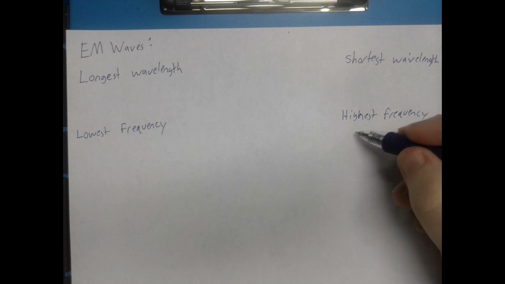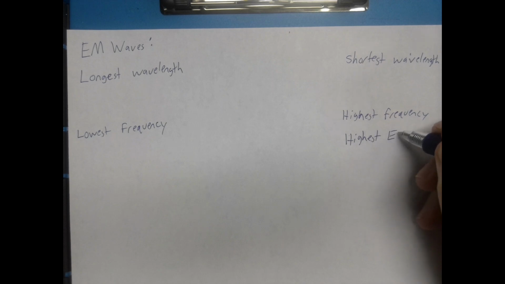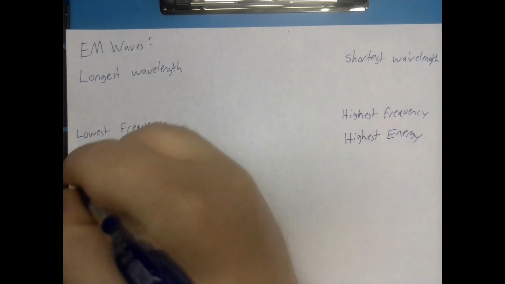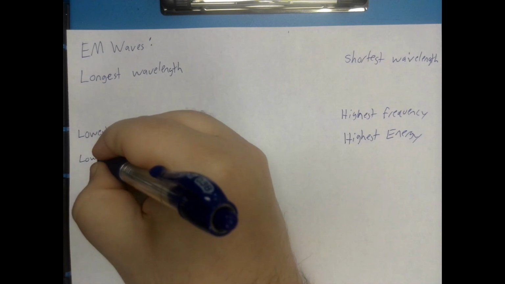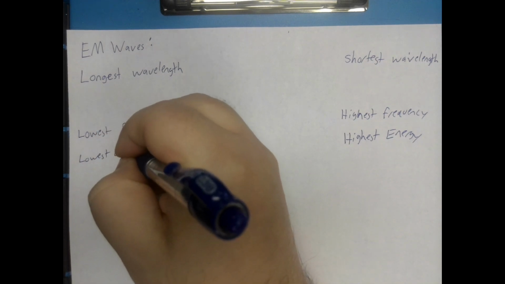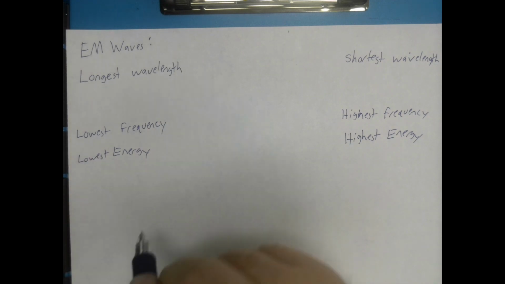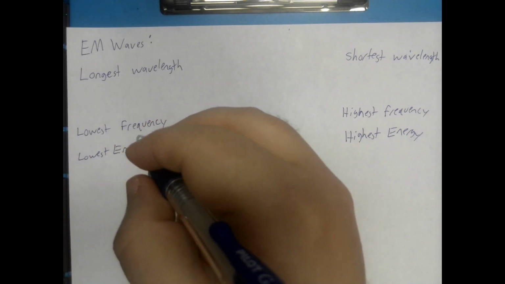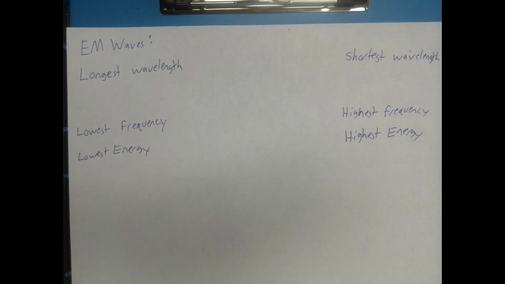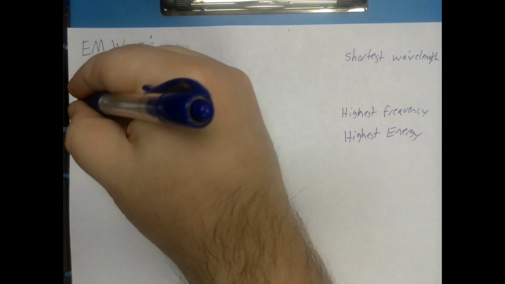And highest frequency is going to mean highest energy. And lowest frequency corresponds to lowest energy. So what has the longest wavelength, lowest frequency, and lowest energy? So which EM wave or electromagnetic wave has the lowest frequency, lowest energy, or longest wavelength? The radio.